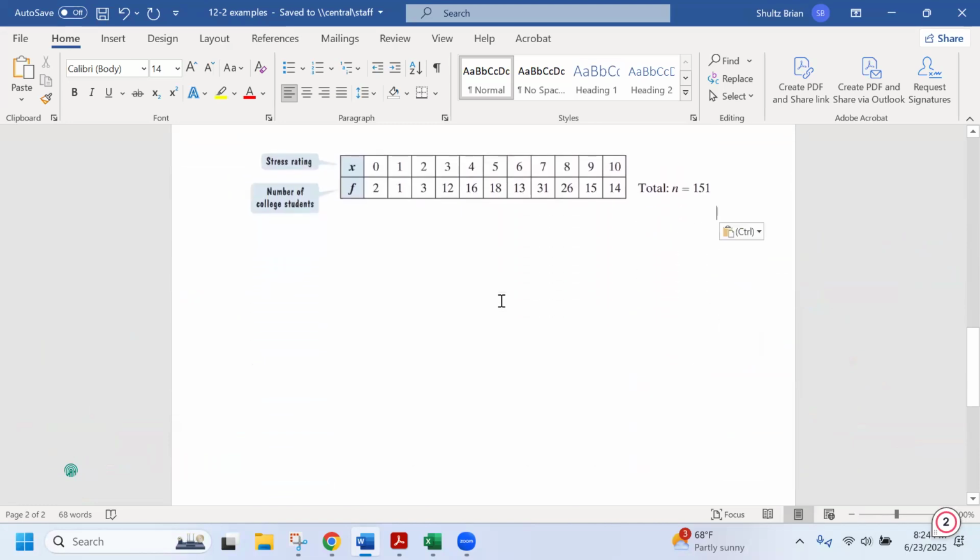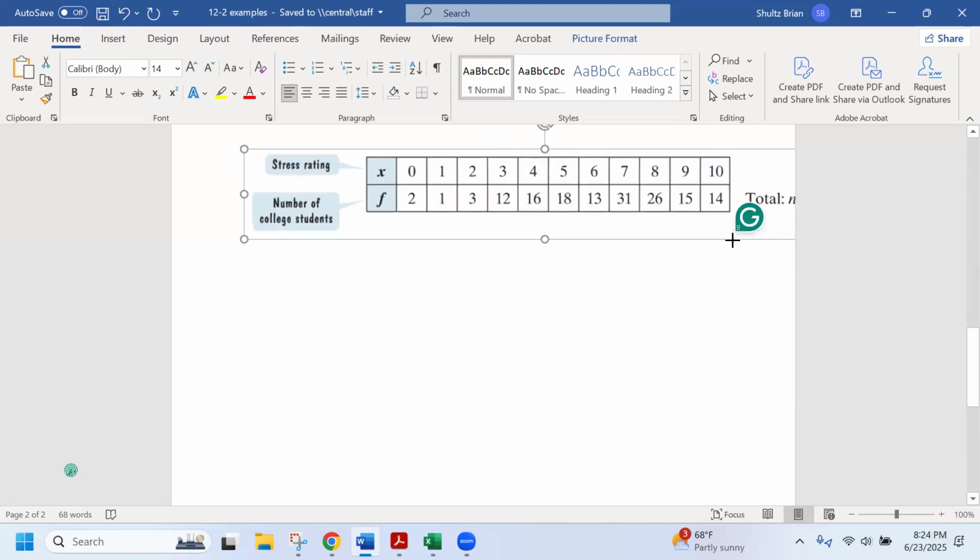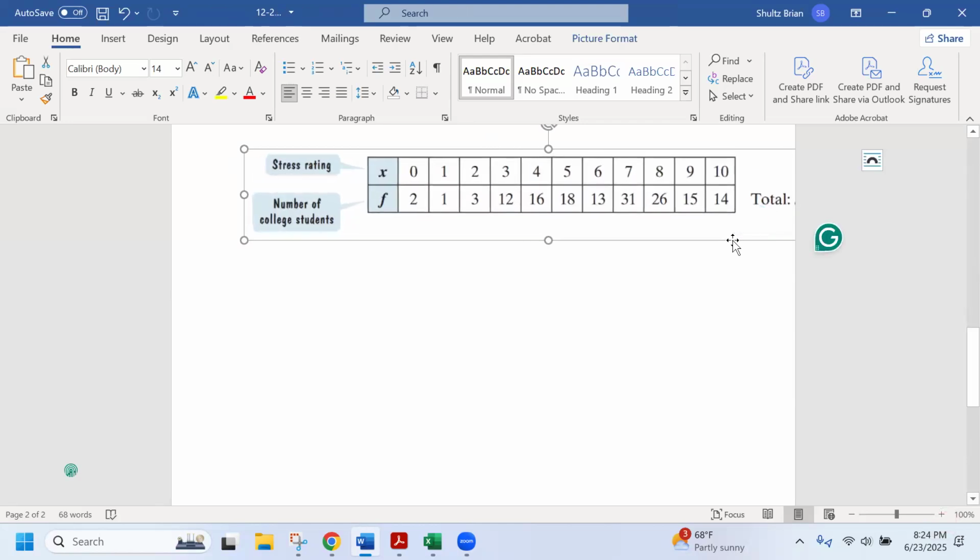I wanted to talk about this one because this causes people grief in the homework. Okay, this is another type of table. It's hard to read because of the size, so I might be able to make this bigger. Stress rating is 0, 1, 2, 3, 4, 5, 6, 7, 8, 9, 10. And the number of college students that have that stress rating is the F value.